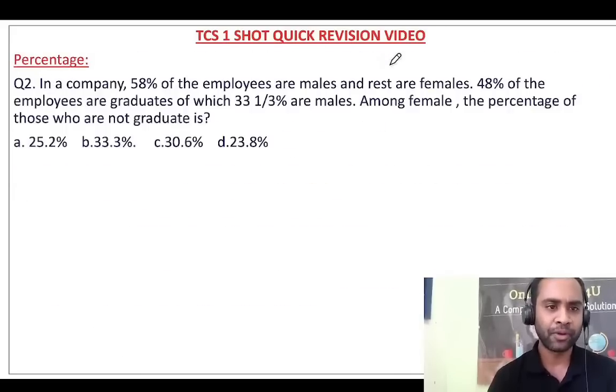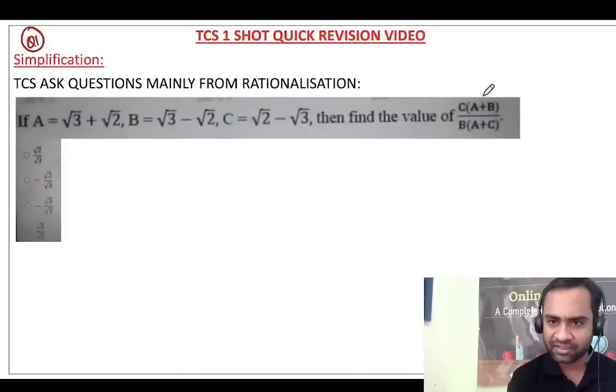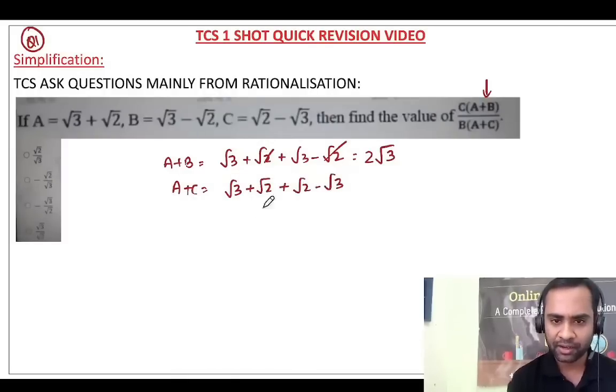Now, question number 1 says a is equal to root 3 plus root 2. We have to calculate c into (a + b). So what is a + b? a + b is root 3 plus root 2 and root 3 minus root 2, so it is nothing but 2 root 3. What about a + c? a + c is root 3 plus root 2 and c is root 2 minus root 3. So root 3 cancels, and we get 2 root 2.